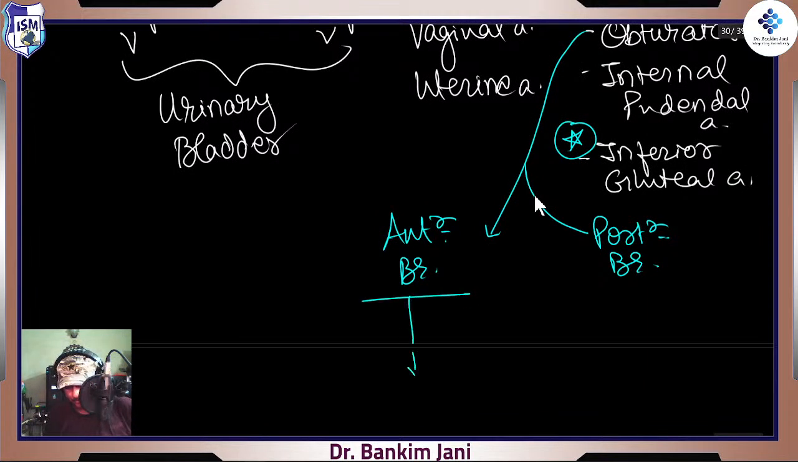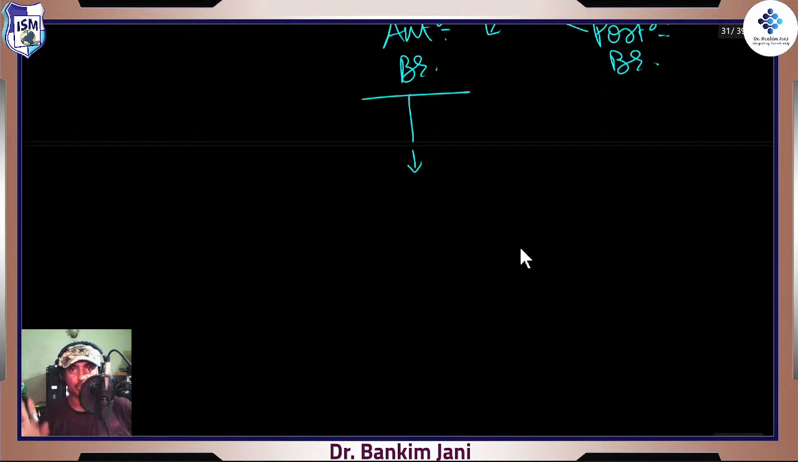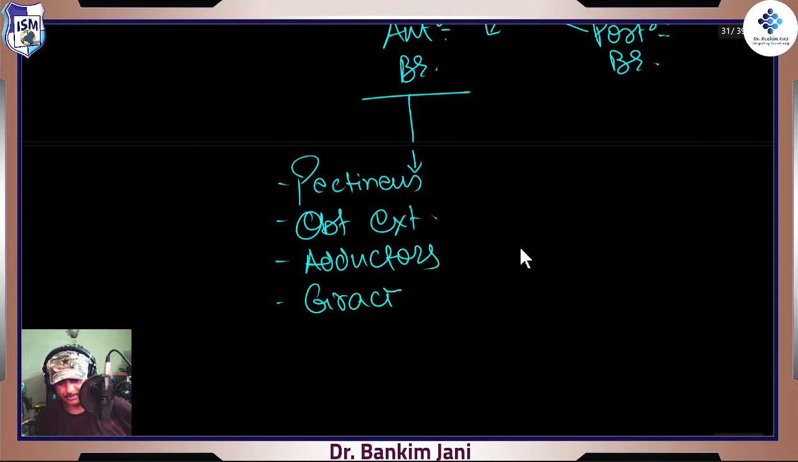Moving on to the next page, it is this anterior branch which will be supplying all those muscles, obviously, which are near to it. So it is the pectineus, then the obturator externus, then the adductors and the gracilis.